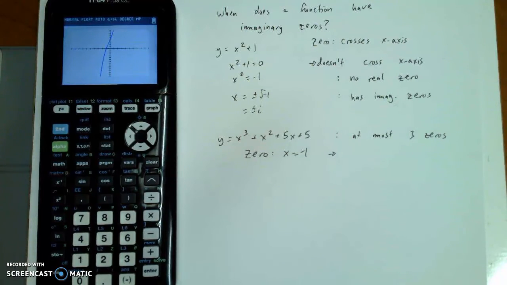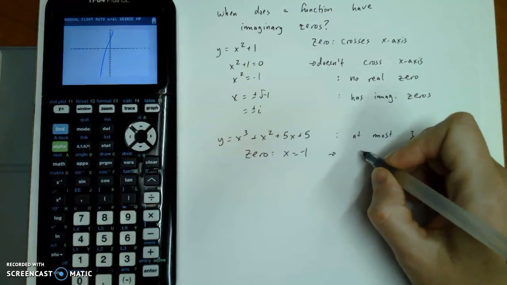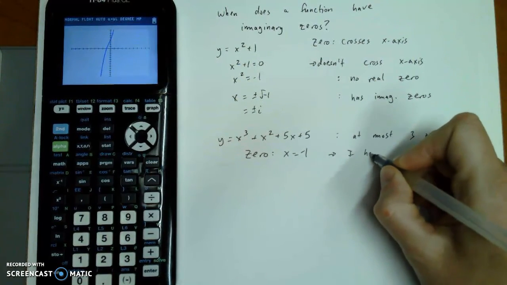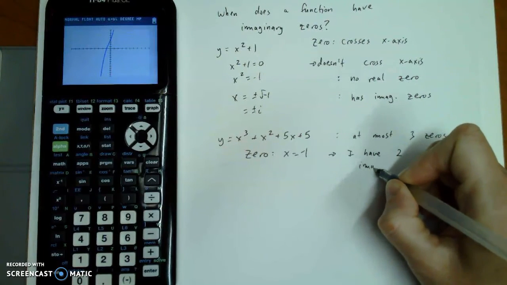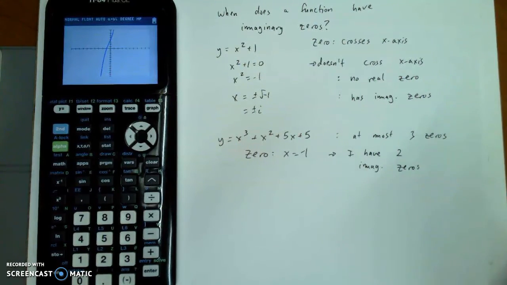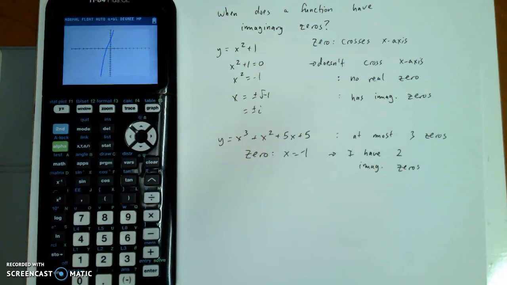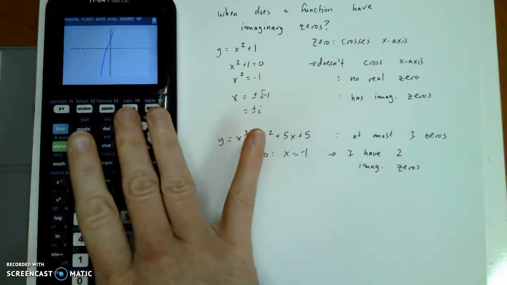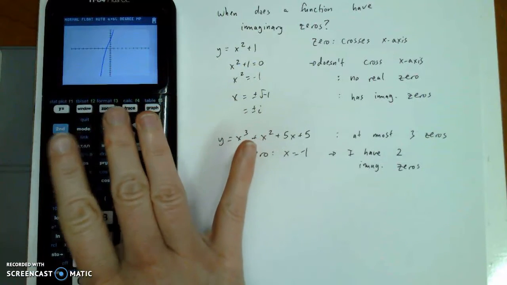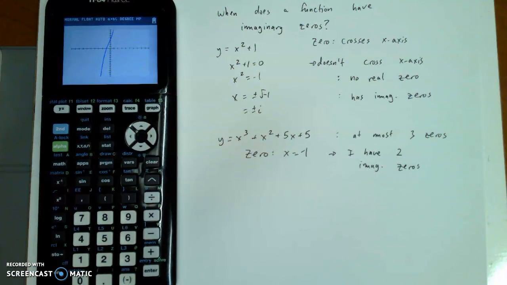So I'm going to then use this graph and say, because I expect to see 3 zeros, and I'm only actually seeing 1, that means I'm going to interpret this to mean I have 2 imaginary zeros. Now again, unfortunately, the calculator doesn't really give me a way to find those. This is where I'm actually going to need algebra to find those remaining zeros. My calculator is just giving me a way to indicate that I do probably have them, but because I can't see them, they're imaginary.